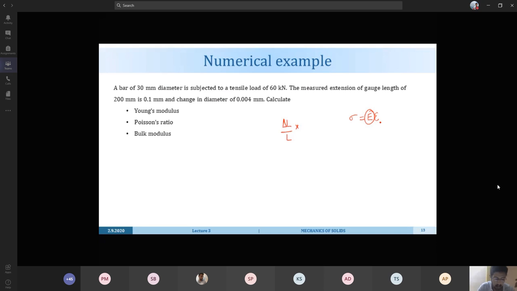Okay, let's start with this epsilon. Epsilon, we know, is the change in length by the original length. What is the change in length and original length here?